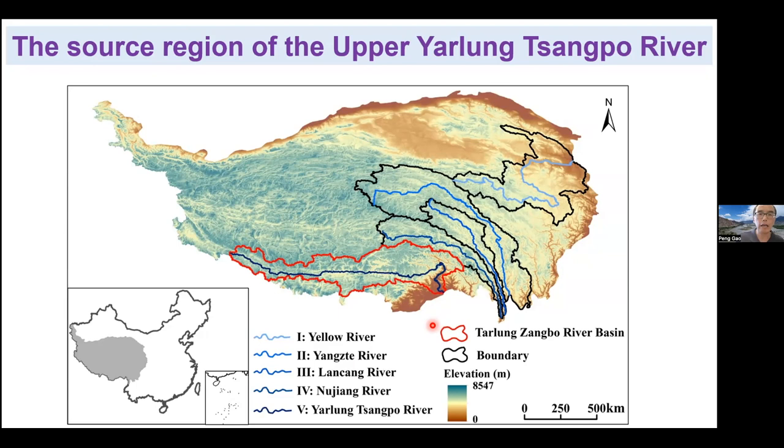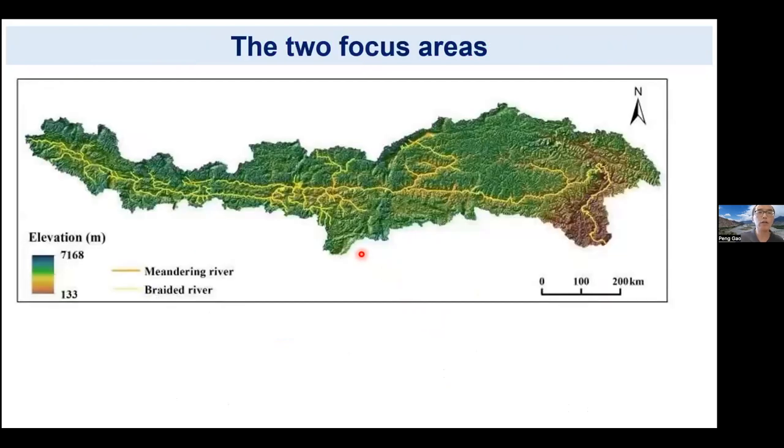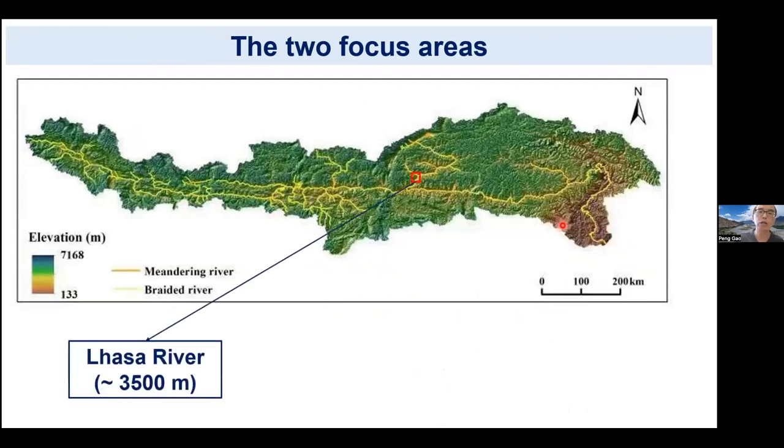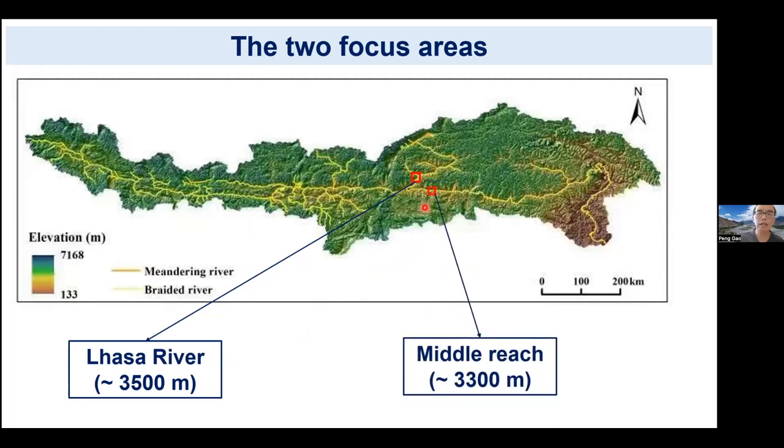The last one is the upper Yarlung Zangbo River, and it is located in the very south of the area. Within this river, you can see braided rivers also developed across the entire watershed from upstream to downstream. And I will only focus on two areas to show you. First is one of the main tributaries of the Yarlung Zangbo River, which is called the Lhasa River. The second is its middle reach section.